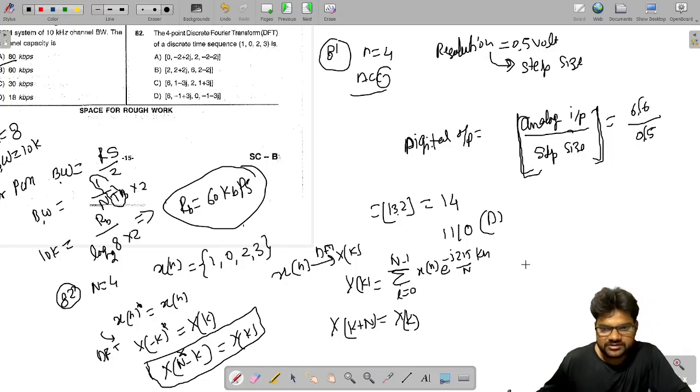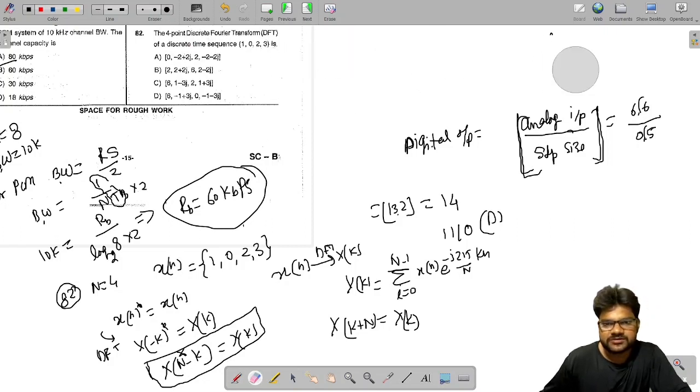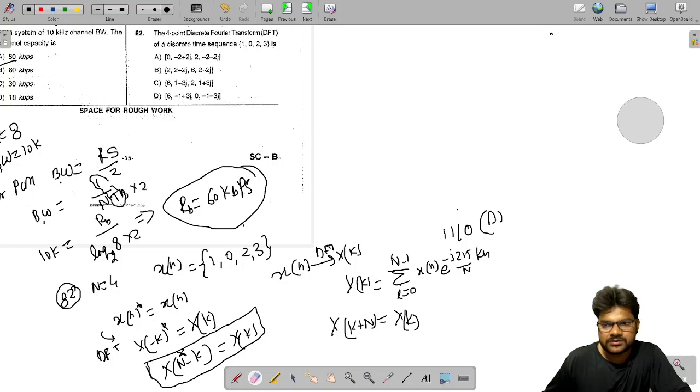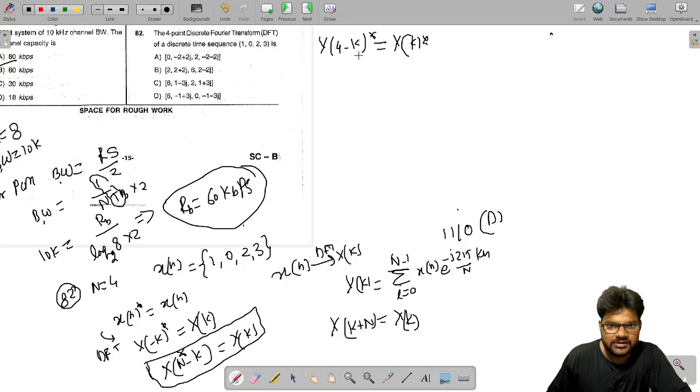So X of N minus k, if you write it, okay, let me erase this one. If you write X of N minus k conjugate, it means N is 4, then X of 4 minus k conjugate is going to be X of k, right? Now let's put k equals 1, then X of 4 minus 1, that is 3, conjugate has to be X of 1. So this was not conjugate, this was only k. So X of 3 conjugate has to be X of 1. Let us see in which option. X of 3, this is 0, 1, 2, 3.